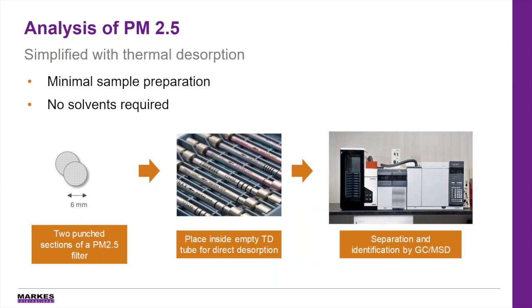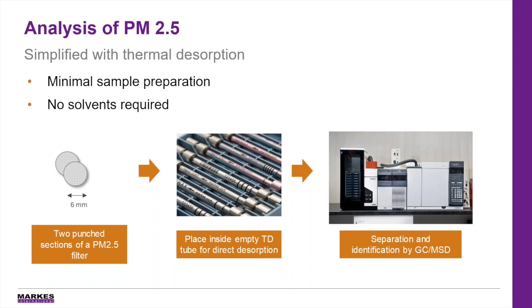So we take the filter, it's sampled in exactly the same way, but you can either punch holes out of it as shown here, or roll the filter up and place it inside an empty TD tube for direct desorption. Now, once it's in the tube, the system does the rest and you have separation and identification by GC-MSD. Now, there's minimal sample prep here compared to the previous method, and therefore it's much quicker, and there's no solvents required, which makes it much cheaper as well.